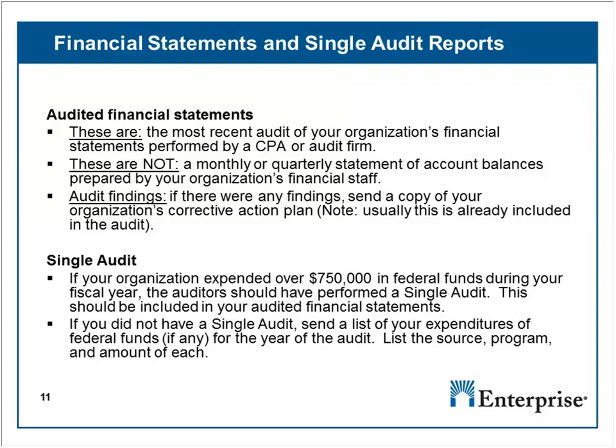If your organization expended over $750,000 in federal funds in your past fiscal year, the auditors should have performed a single audit along with their audit of the financial statement. If there were findings and you prepared a corrective action plan, this will be in the single audit, following the findings and questioned costs section. If you didn't have a single audit, please send a list of your expenditures of federal funds, if any, during the year of the audit. List the source of the funds, for example, HUD, the program, for example, CDBG, and the amount of each one.